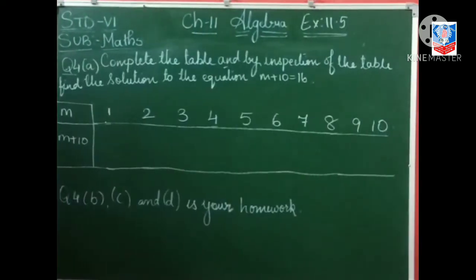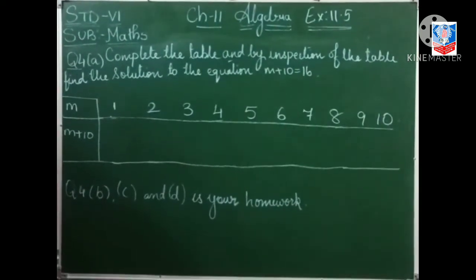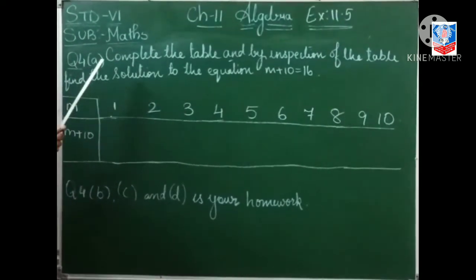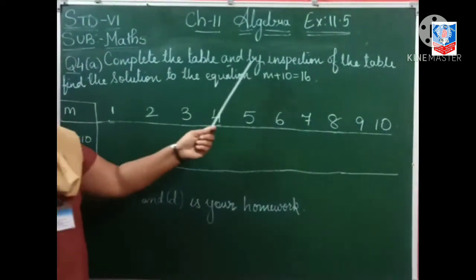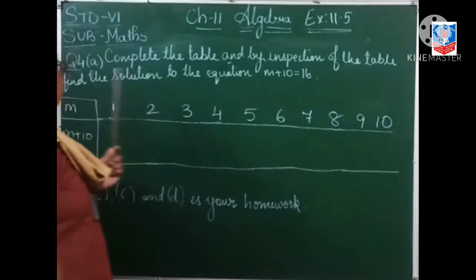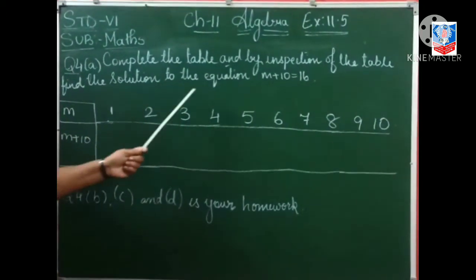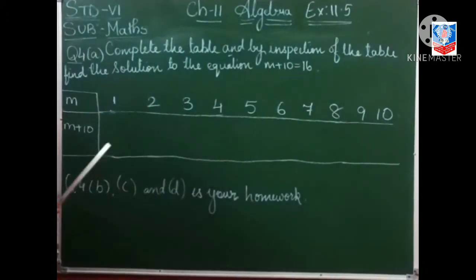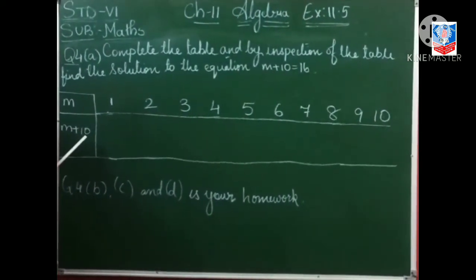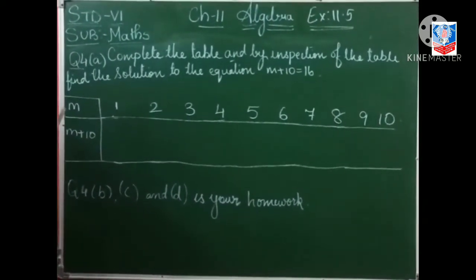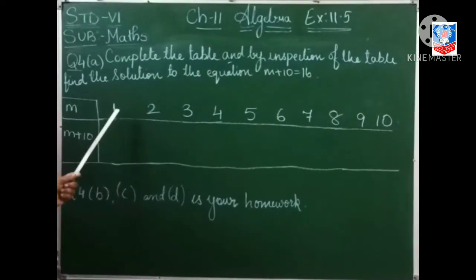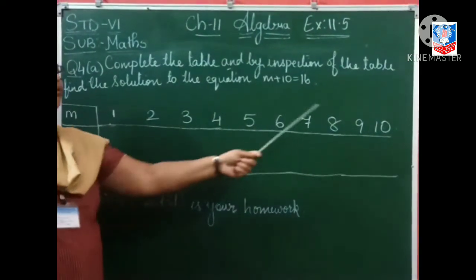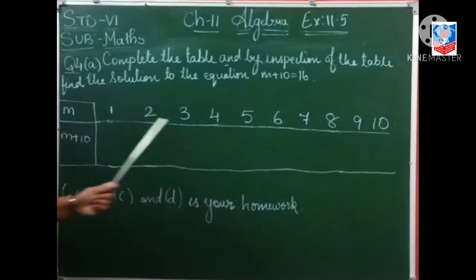Question number 4a. Complete the table and by inspection of the table, find the solutions to the equation m plus 10 is equal to 16. Our equation is m plus 10 is equal to 16. Now the value of m is given 1, 2, 3, 4 up to 10. We have to find the value.